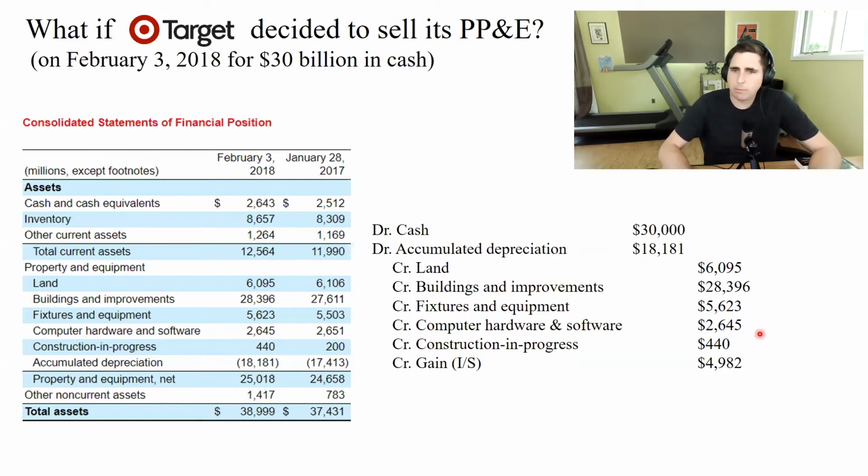So at the end of the day, what would happen? Well, the balance sheet would have $30 billion more of cash. It would have zero property, plant, and equipment or accumulated depreciation.